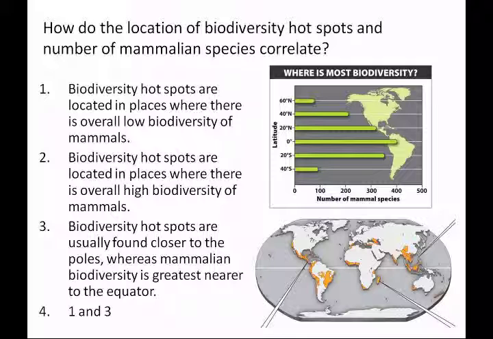Okay, so I see a lot of you waving a peace sign at me, which means yes, it is number two. Number one says biodiversity hotspots are located in places where there is overall low biodiversity of mammals. That wouldn't be true because it would be high biodiversity, which is what it says in number two. Number three says biodiversity hotspots are usually found closer to the poles. You can tell just by looking at the graph at the top that it's found near the equator, not near the poles. So the answer to that one would be number two.